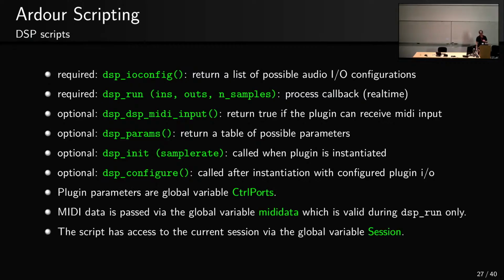The parameters are passed as a global variable, control ports. MIDI data is passed, as I said, as a table in a global variable, MIDI data, that you can modify. And the script, of course, has access to the current session. You can query additional data from the session, even all the data from other plugins which exist in the session, and you can modify other plugins from that context. So you can build very powerful plugins which are not otherwise possible with VST or LV2 in this case.